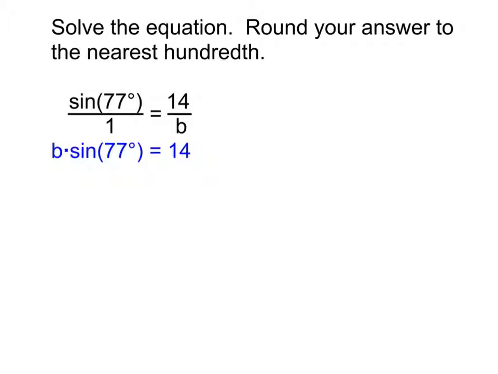All right, so if I have b times some number like that, if I want to know what b is, I'm going to go ahead and just divide both sides by that number. So I'm going to divide both sides by sine of 77 degrees.